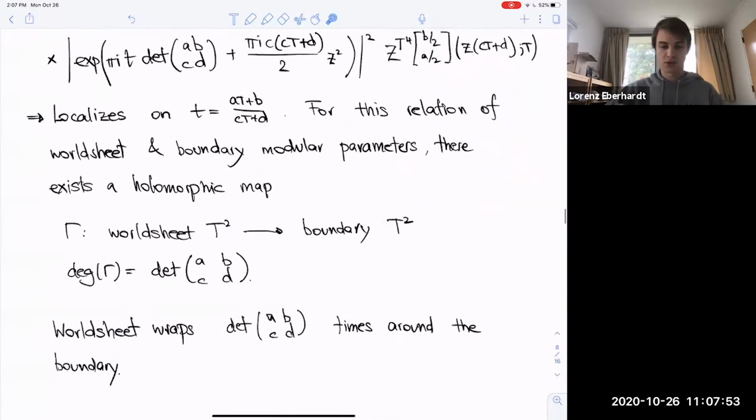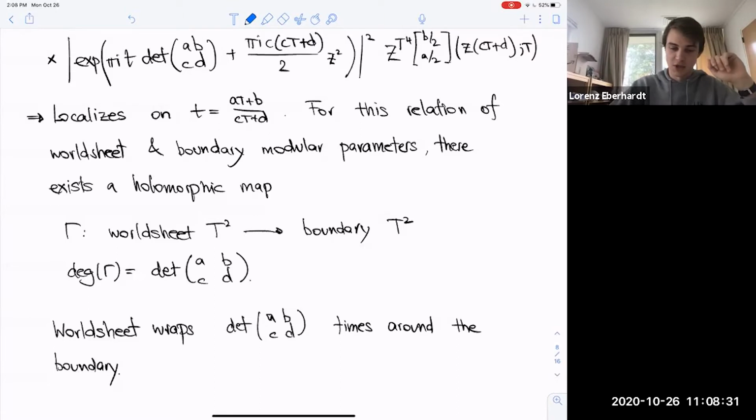Okay. Good, so then let's come back to this delta function. We see that the partition function localizes on these configurations. So what do these configurations mean? The special meaning is that if there is this relation between the worldsheet modular parameter and the boundary modular parameter, then there exists a holomorphic map that maps you from the worldsheet torus to the boundary torus. And this one is a covering map. So the worldsheet torus covers the boundary torus, and that's consistent with the picture we had above.